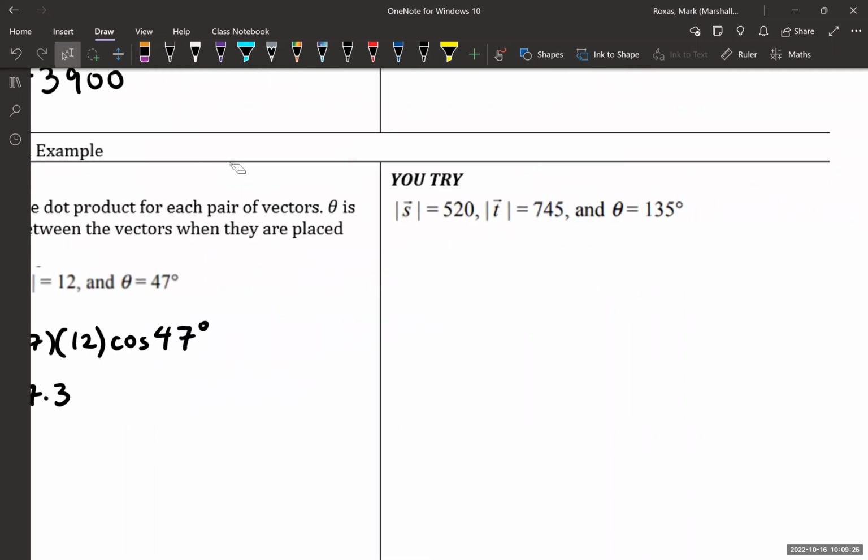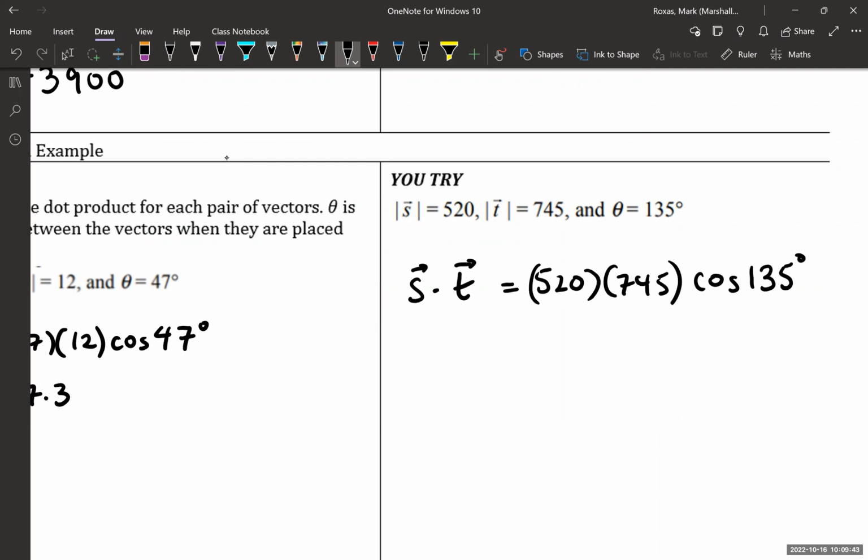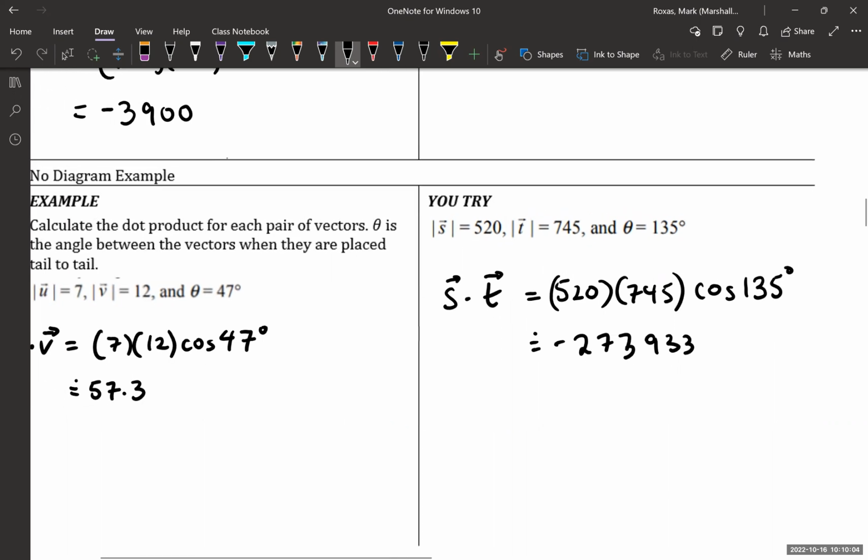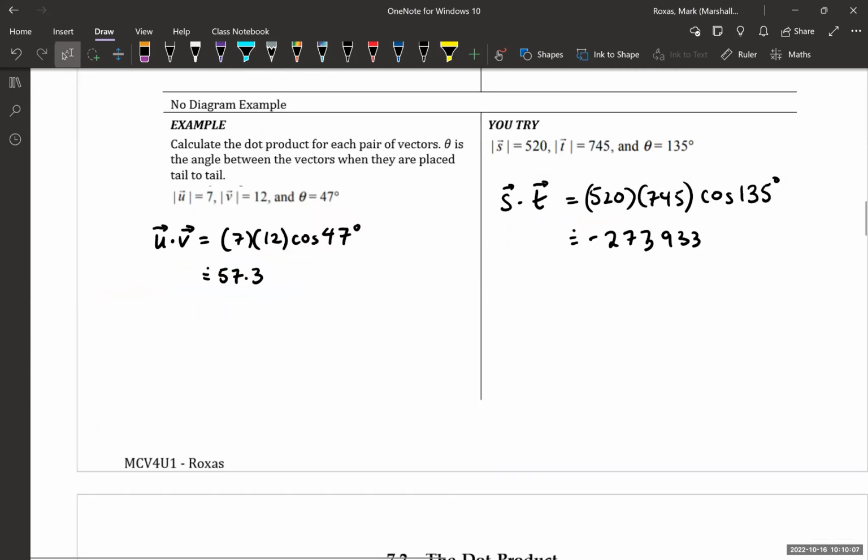Pause the video and try it. Okay, hopefully you had a chance. It's just going over the idea that not all vectors have to be A and B. Here it says S and T. So the dot product between these two is going to be 520 times 745 times the cosine of 135 degrees. With these big numbers multiplied by cosine 135, that's going to result in a very large negative number, negative 273,933, rounded to the nearest whole number. So that is just a dot product.